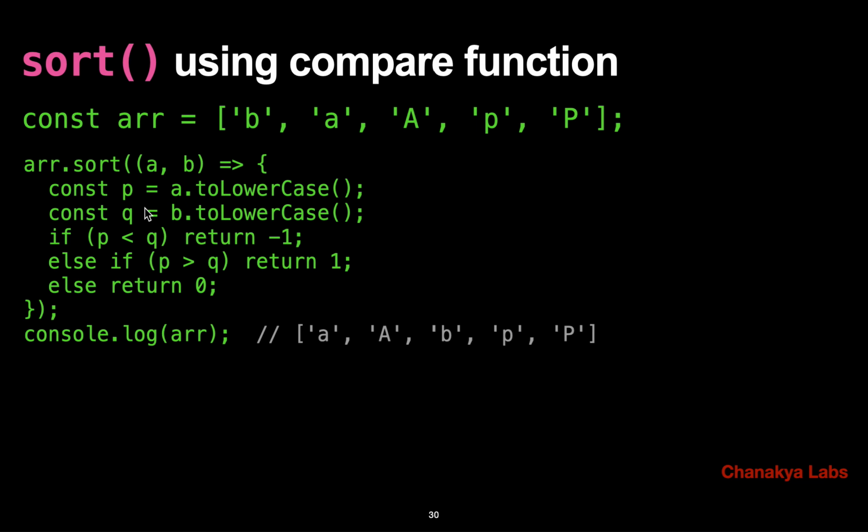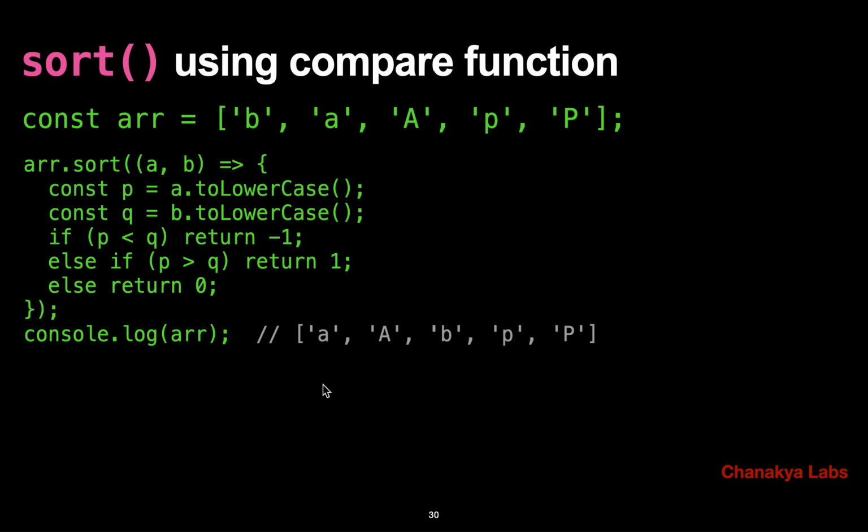So here what I'm trying to do is that I want to sort this, but if I don't use my own custom logic, then what will happen? It will do something like this, that A and P will come at first. Why? Because they are like 65 and something, which is less than small a, right? And that's why those capital letters will come first, and then a, b and p will come.